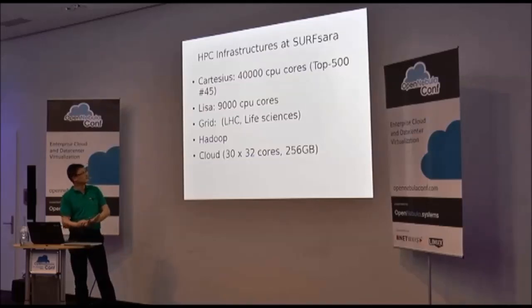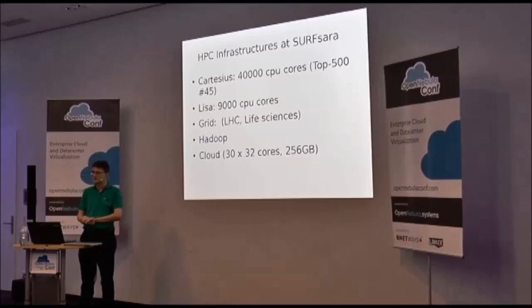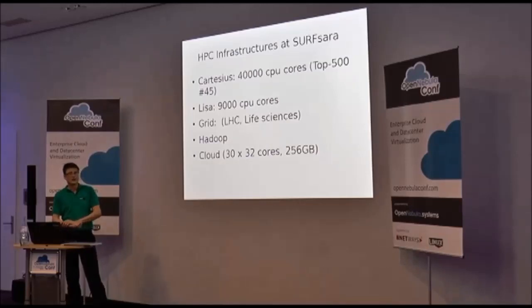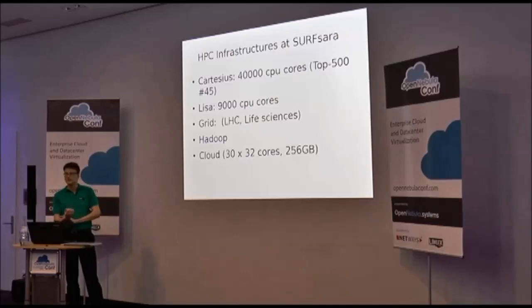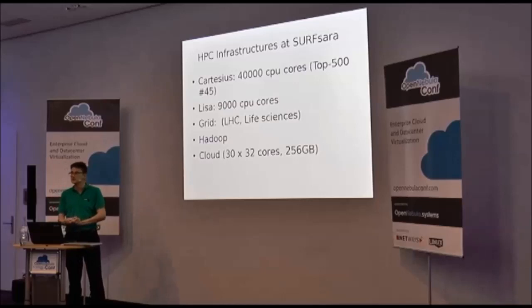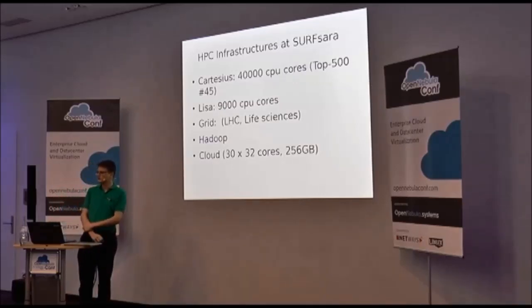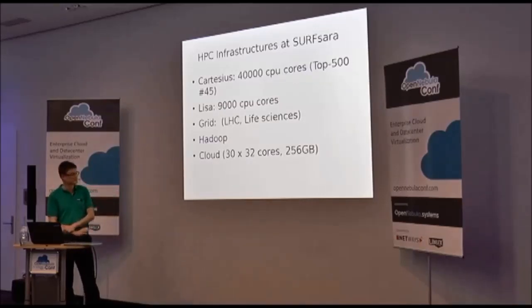We participate in the grids, for which we run some of the Large Hadron Collider data crunching, and we also have a small national grid for the life sciences. We have a Hadoop installation for crunching big data, and we have the cloud, which I will be talking about today. Currently we have 30 machines with 32 cores and 256 gigabytes each, and we have a couple of smaller nodes, but those are mostly for services.